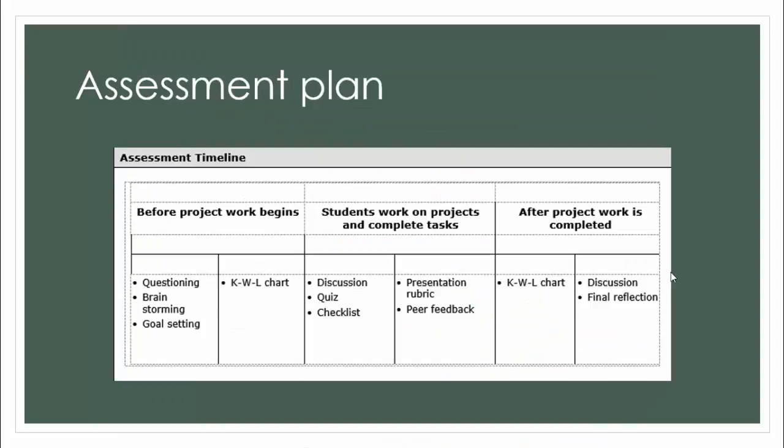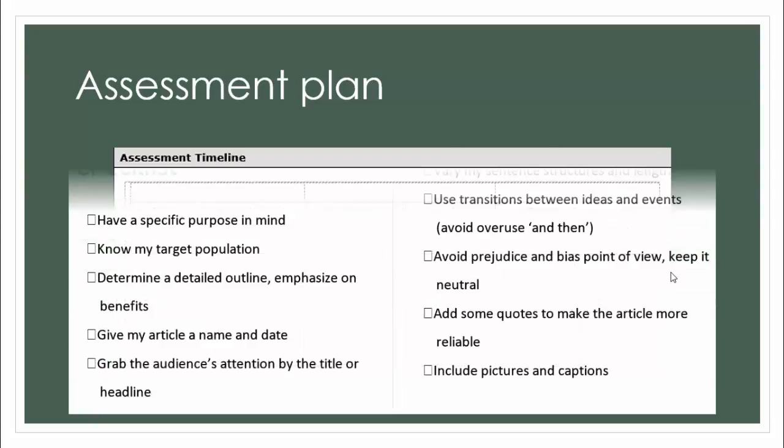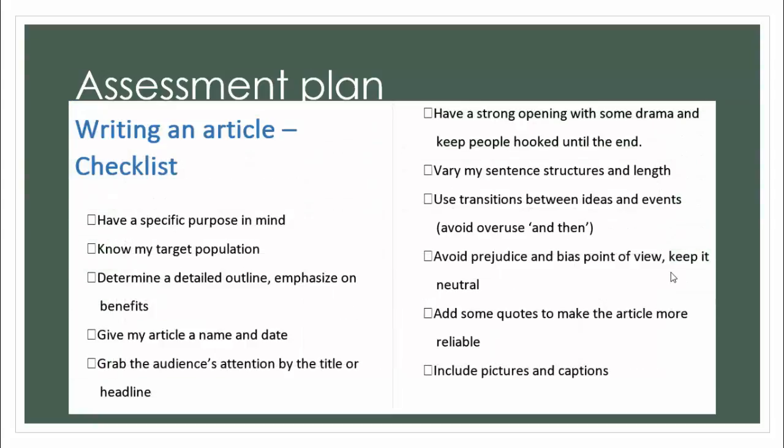Then, after every grammar point, students will be given a quiz to review what they have learned. And the final project in this unit is an article. Students will be given the checklist to keep track of what they're doing in their project. This is a checklist of how to write an article.